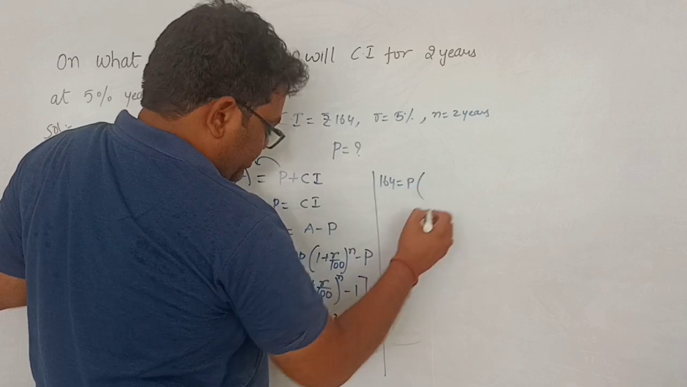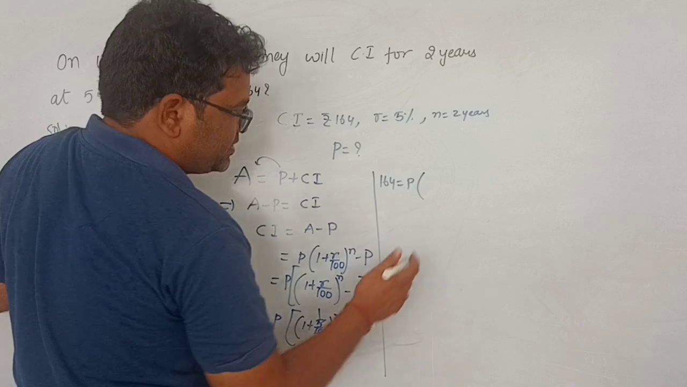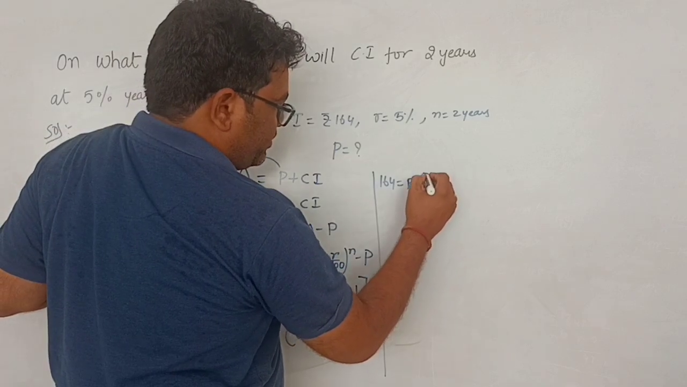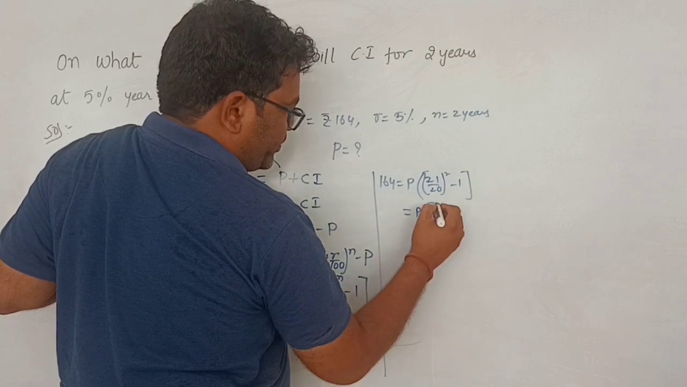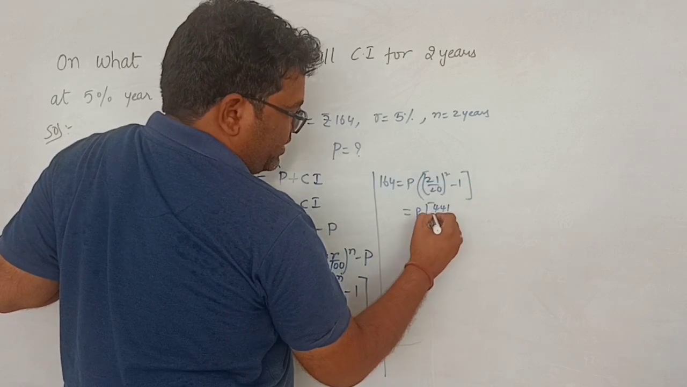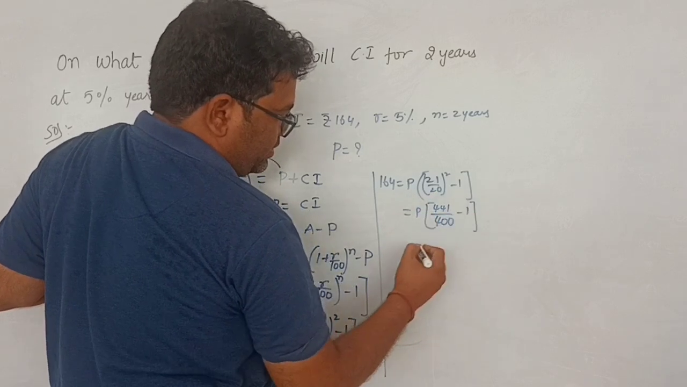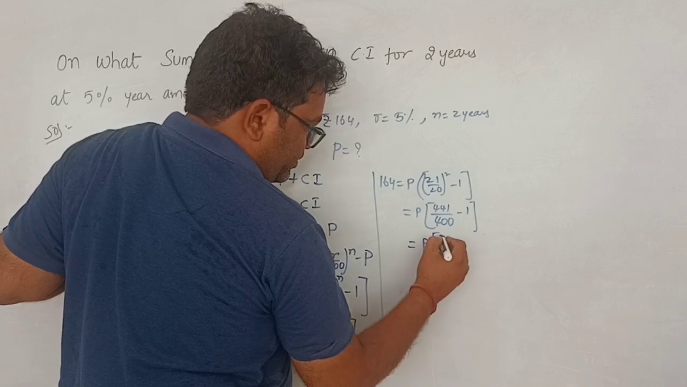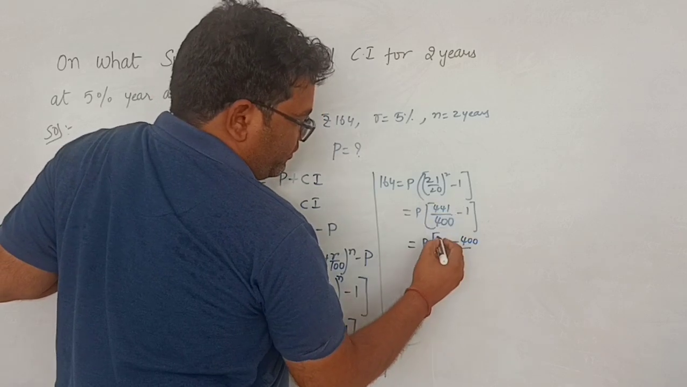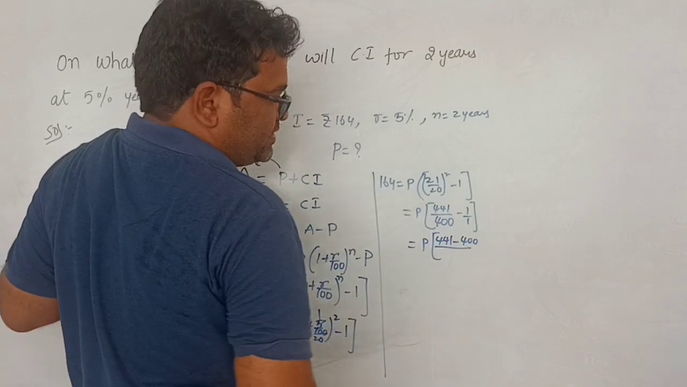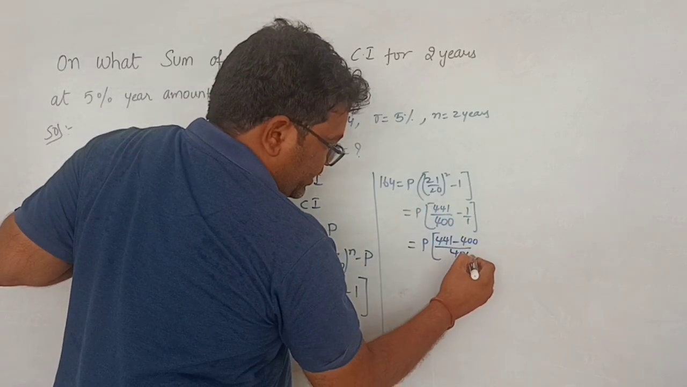So here you will take 20 into 1, plus 20 into 1 is 20, plus 1 is 21. 21 by 20 whole square, minus 1. So P into 21, 21s are 441, divided by 20 into 20 is 400, minus 1. So here P into 400 into minus 1, that is minus 400. 441 is 441 because the denominator is having 1. 1 into 441 is 441. So 1 into 400 is 400.